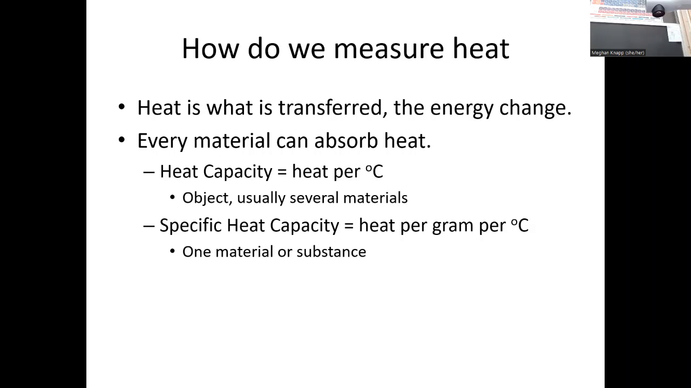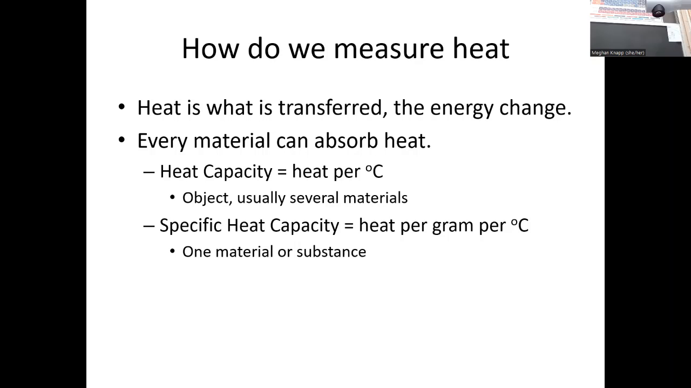All right. So how do we measure the heat? Heat is what is transferred. That's the energy change. And every material can absorb heat because everything has atoms or molecules that can go faster or slower. So we talk about two things. One is heat capacity, and this is generally when we're talking about a whole object. So we might say the heat capacity of a thermometer, or the heat capacity of the entire oven. In lab, you'll say the heat capacity of the whole calorimeter.